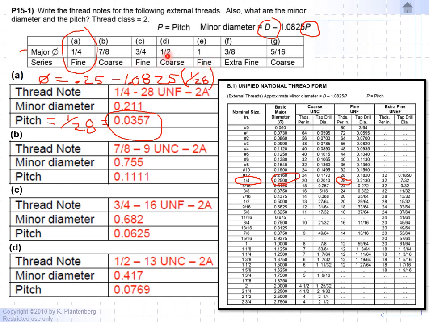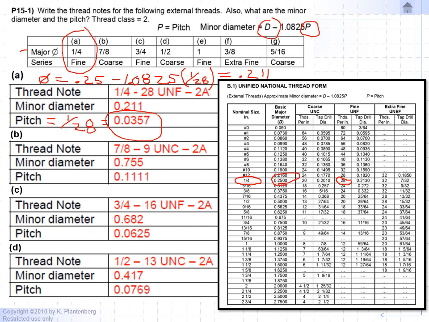Okay, so order of operations, you got to take 1.0825, multiply it times 1/28, or multiply it times 0.0357. Whatever you get, you're going to subtract it now from 0.25, and we end up with 0.211. And you can round off. I'll let you decide a number of decimal places to round off to. So that's how we come up with 0.211. If you want to go with 4 decimal places, 5 decimal places, 2 decimal places, I'm okay with it. Okay, so that's how you do the first problem, problem A.